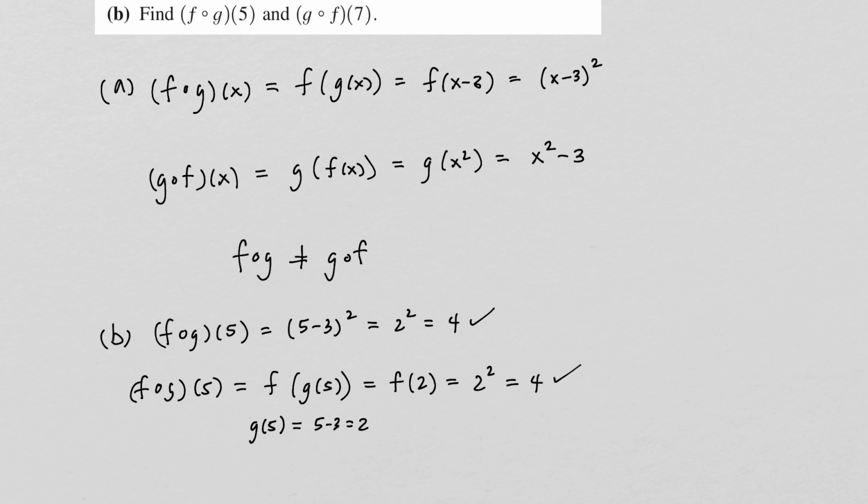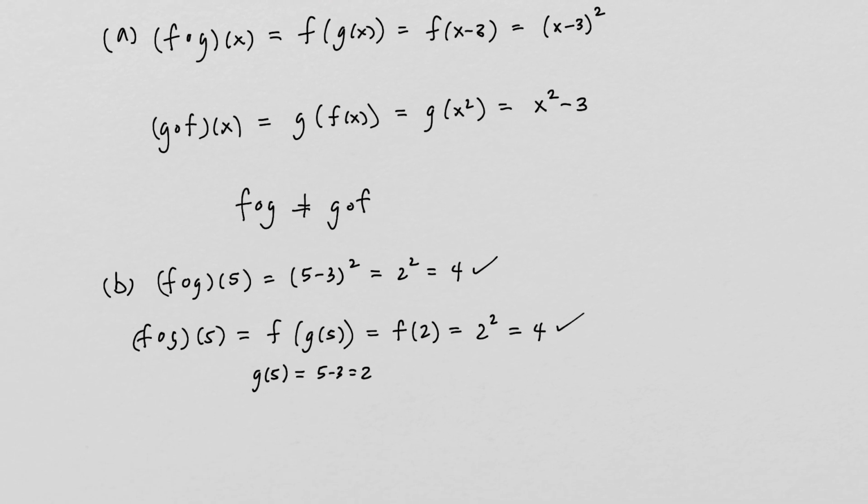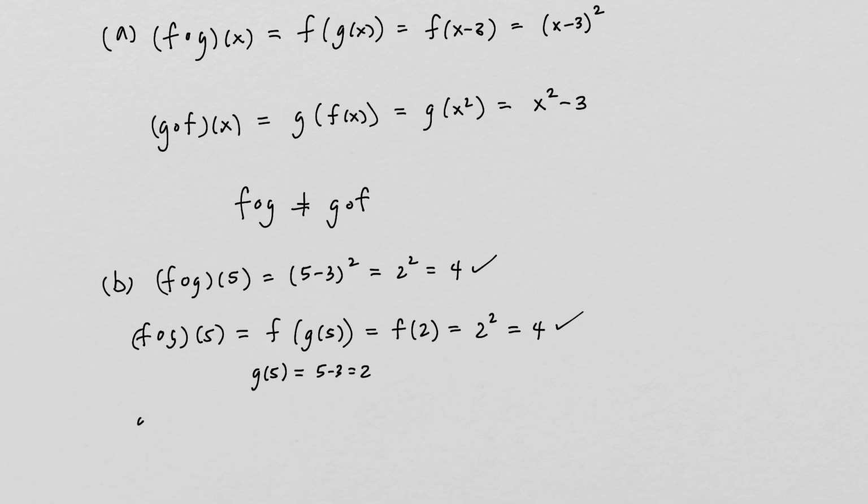Now for the second one here, g of f of 7, it's the same idea, except that now we are plugging the number 7 into the g of f function. So we're plugging 7 into here. And so this will be 7 squared minus 3, which is 49 minus 3, which is 46. Now, of course, we could do it the other way, and maybe if you want, you can do that on your own to verify that you get 46 either way.